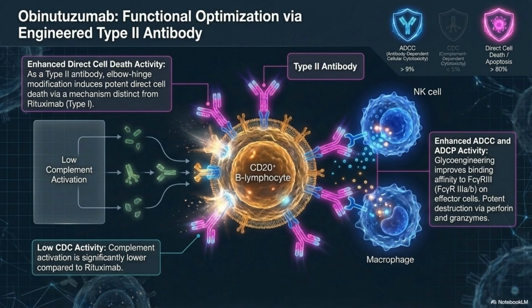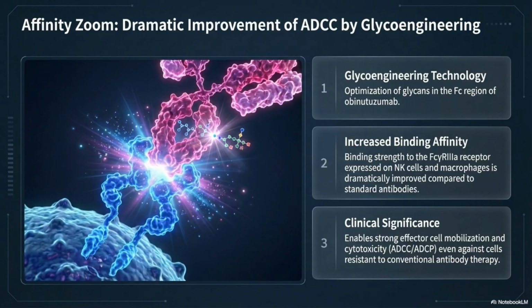In contrast, Obinutuzumab is a newer type 2 anti-CD20 antibody. Thanks to modifications in its elbow hinge region, it induces significantly stronger direct cell death. While its CDC activity is lower compared to rituximab, its ADCC activity is profoundly enhanced. The secret behind Obinutuzumab's superior ADCC activity lies in glycoengineering. By optimizing the sugar chains in its Fc region, its binding affinity to Fc receptors on effector cells is drastically increased. Clinically, this allows it to mount a powerful immune response, even against cells resistant to conventional antibody therapies.